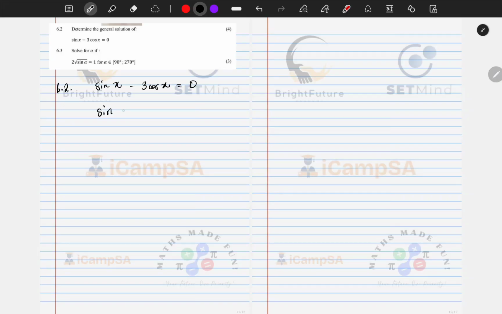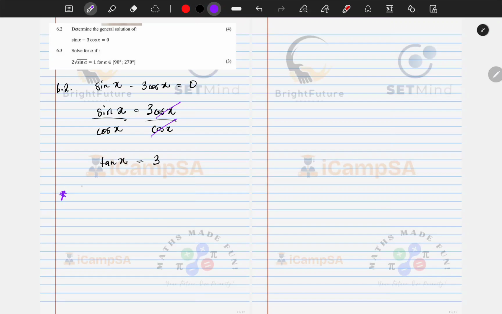So also with practice, it becomes intuition. If you do something over and over again, it eventually becomes better, right? And then here, I'm just going to divide by cos x. So in this case, cos x and cos x will cancel, right? Sine x over cos x is the same thing as your tan x, right? Is equals to 3. Right, so for my general solution, I will look for where tan is positive, right?